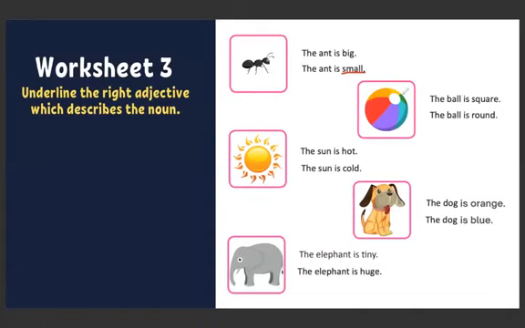Okay. Now see the second example. The ball is square, the ball is round. I never see a square ball. My God. Have you seen? The ball is round. In this way, you have to solve this worksheet. Now, come to worksheet number four.